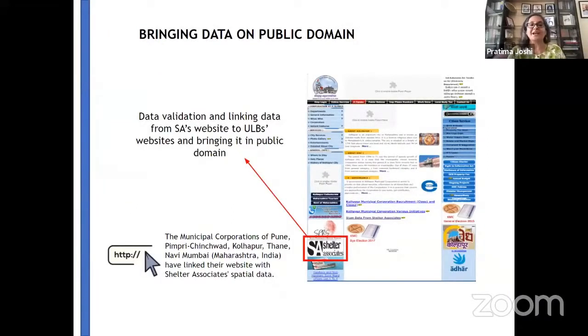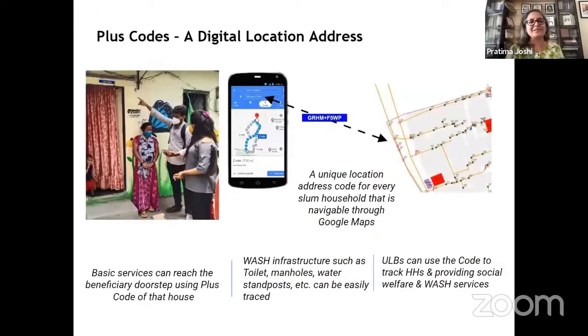I also wanted to say that this data is now in the public domain. It's not just on our website, but every city has linked their website to our website wherever we have done slum data. This is the Kolhapur website, where you can see the Shelter Associates logo on the homepage. If you click on it, it takes you directly to the webpage of the Kolhapur Municipal Corporation and shows all the slums across the city which we have captured.